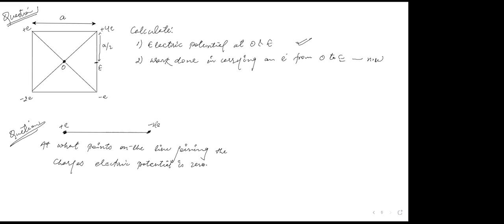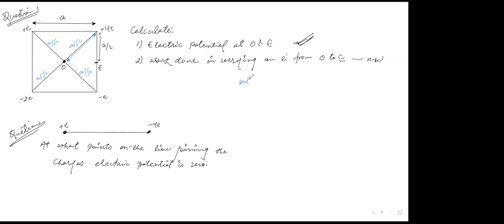Now we are going to solve this part. First, if all of the sides are A, then you can understand easily that all of these separations from the vertices will be A by root 2. Are you clear, Nawal? Yes, sir. All of these separations will be A by root 2. And now we are going to calculate the potential at O.